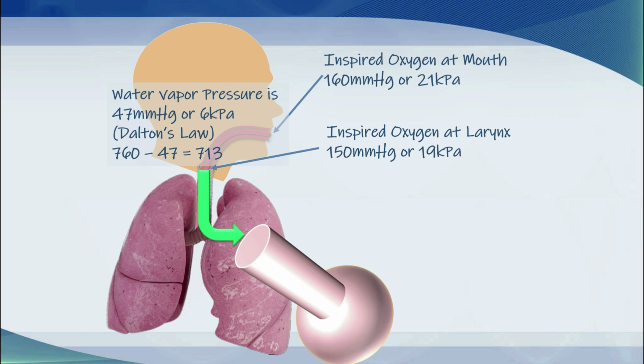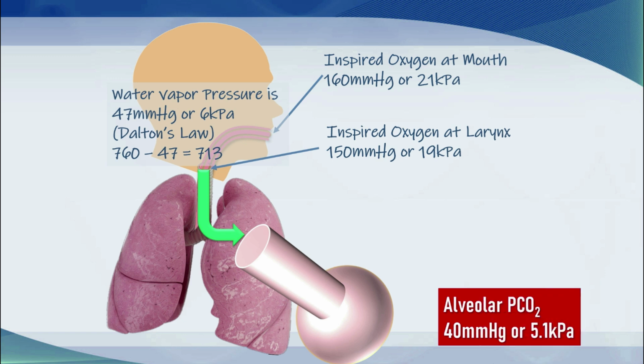Now we know that if we take a blood gas, we know what the arterial PCO2 is, and as I've mentioned already, the arterial CO2 equalizes with the alveolar CO2. So what's coming out on the pulmonary venous side of the circulation is equal to what's left behind in the alveoli, and that's around 40 millimeters of mercury or 5.1 kilopascals.